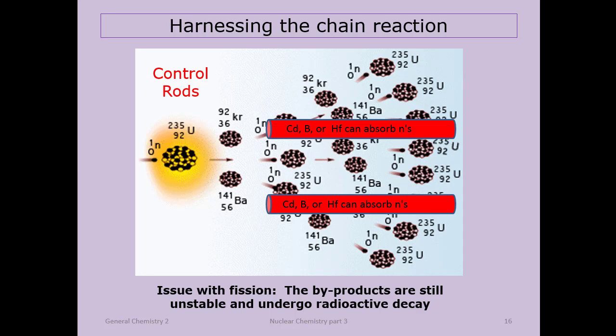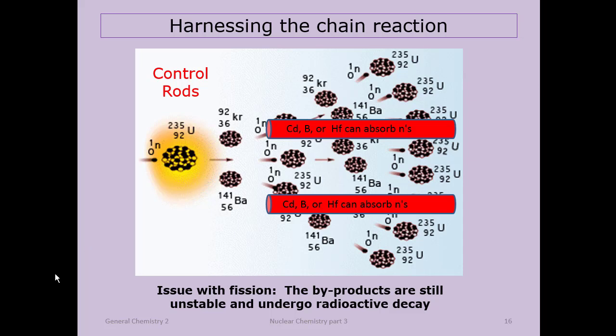Some of the issues with fission, though: this looks great, we're generating lots of electricity, we have ways to control it, but first off, the water that's circulating through this reaction to pick up all the energy, a lot of the time picks up neutrons, and that makes what we call heavy water. It's got a lot of extra neutrons, and that undergoes radioactive decay.